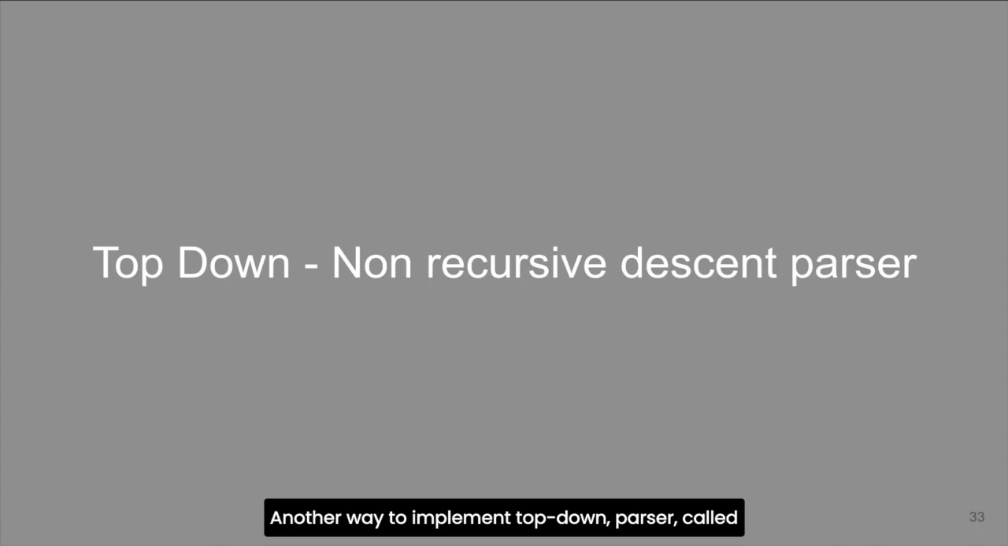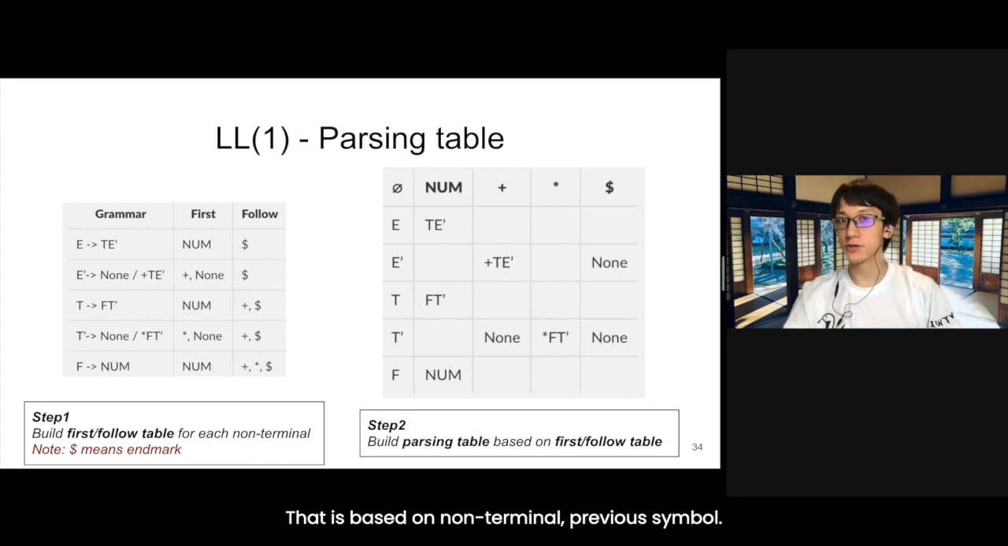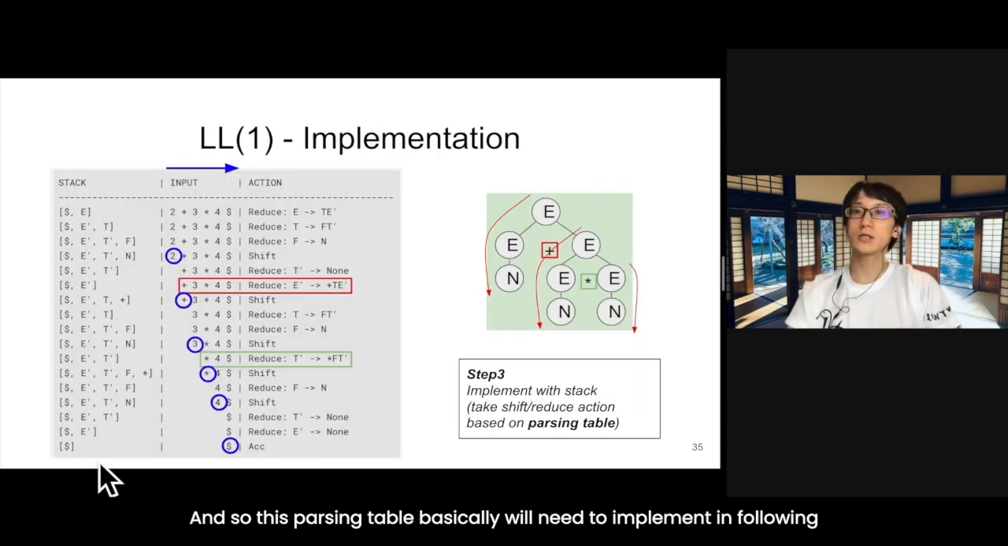Another way to implement a top-down parser is called the non-recursive descent parser. Python's LL(1) parser is also implemented in this approach. This way, we instead need to have a pre-generated parsing table based on your grammar. And this pre-generation requires 2 steps. The first step is to have a first-follow table for each non-terminal. That is based on the non-terminal's previous symbol and next symbol. And we collect that information. Later, we can generate the parsing table. The parsing table basically lets you know, when I am at a certain terminal, based on the grammar, what action I should take. And so this parsing table basically will need to be implemented in the following step.